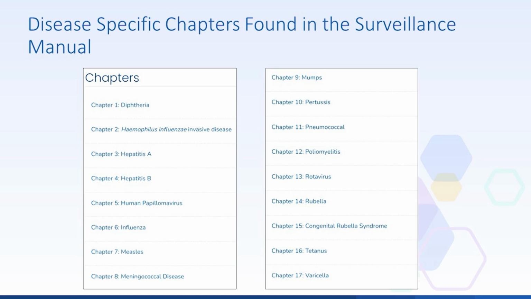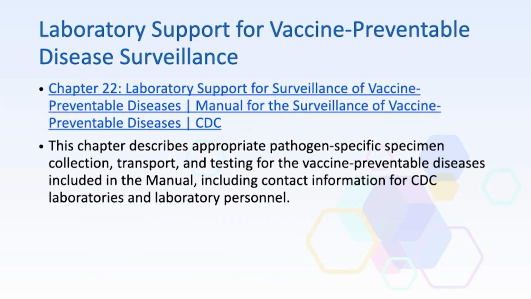In the VPD surveillance manual, each disease-specific chapter, starting with Chapter 1, diphtheria, all the way through Chapter 17, varicella, provides a quick reference summary of the laboratory information that would support public health surveillance for that disease. In addition, Chapter 22 of the VPD Surveillance Manual provides even more detailed guidelines regarding vaccine-preventable disease specimen collection and testing. The chapter covers such topics as confirmatory testing, specimen collection, and interpretation of laboratory results.